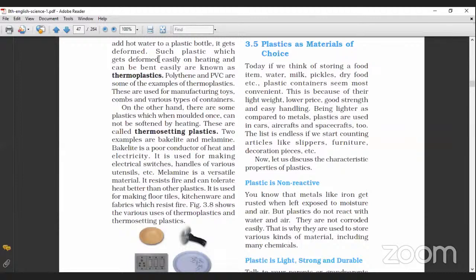So what is the importance of plastics? This is very important. Just as we need air, water and food, like that synthetic fibers and plastics are also needed.